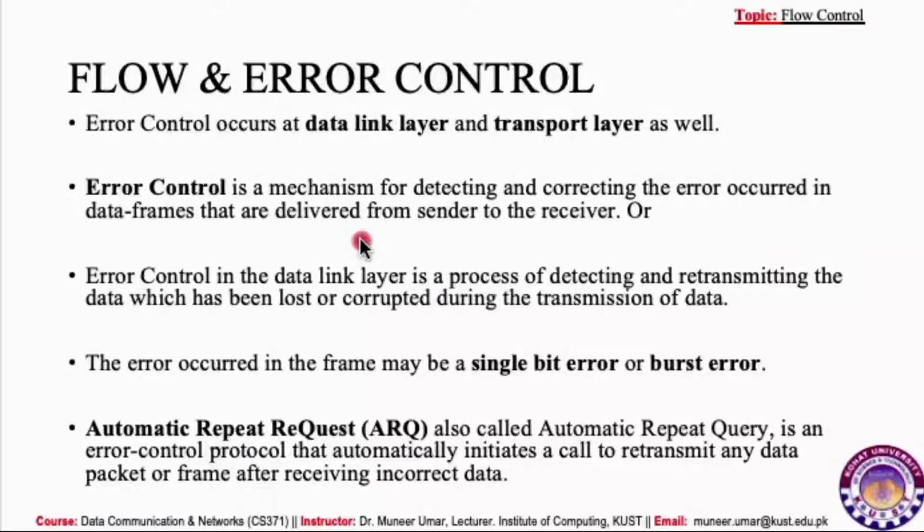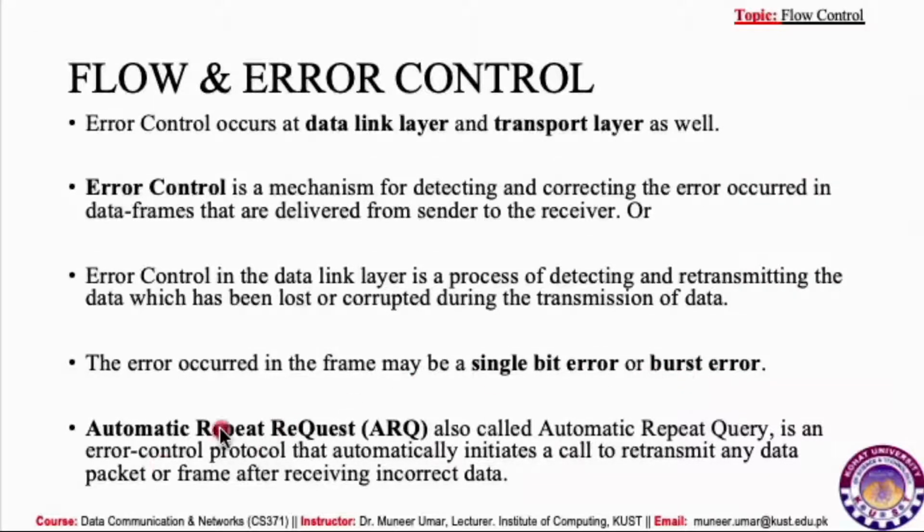that are delivered from sender to the receiver. Error control in the data link layer is a process of detecting and retransmitting the data which has been lost or corrupted during the transmission of data. Actually, our main concern here is the retransmission of data, that is, when the data should be retransmitted. As we know, the error can be a single bit error or burst error. We have already studied these.